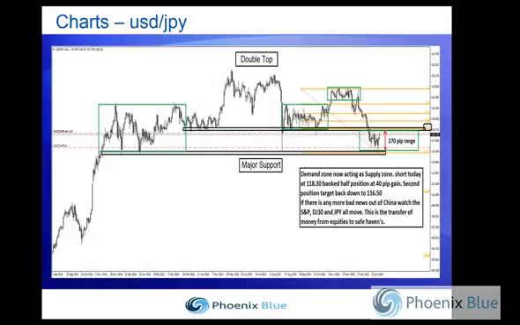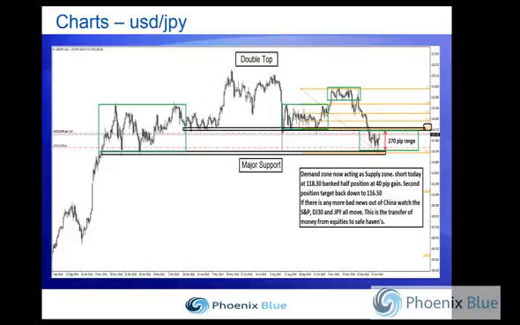So where we're at now, we've got major support, this 116 area. It's a very, very key level because it correlates beautifully with the S&P 500 and the Dow Jones. I did a post on this on Instagram. Our Instagram is Phoenix Blue Trading, and you'll be able to see the correlation between the S&P and the dollar yen. If this level breaks, you'll probably see the Dow break 15,000, 15,200, and the S&P break its key levels. I think it's about 1880, something like that. Forgive me if I've got the numbers wrong on the S&P.